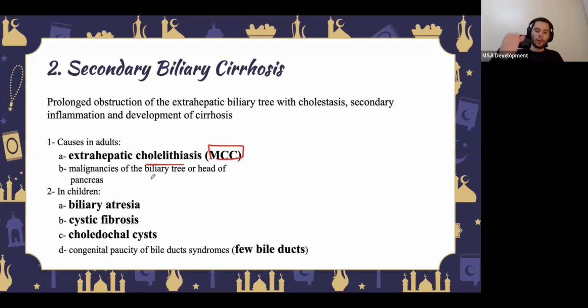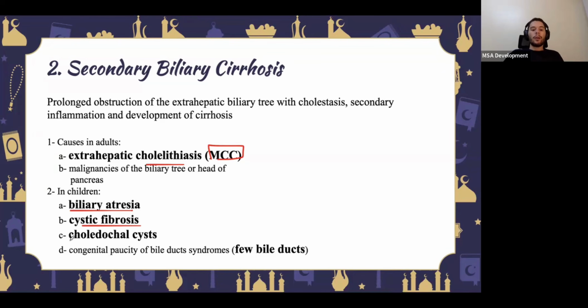Those could also cause an obstruction. Like in children, biliary atresia is a condition where the child is born with a defect in the biliary tree. So the biliary tree is not well developed. The liver cannot release or excrete the bile, and this would lead to, again, bile backing up. It could lead to hepatitis and cirrhosis.